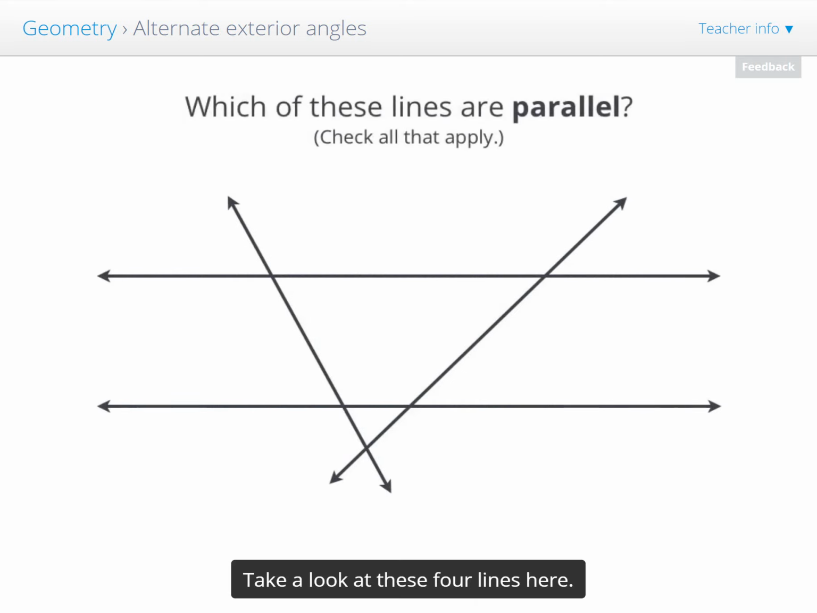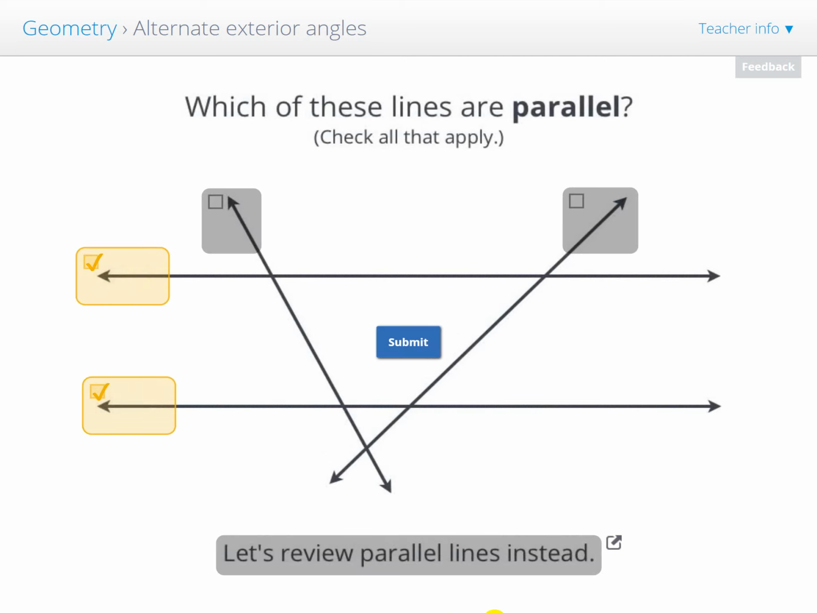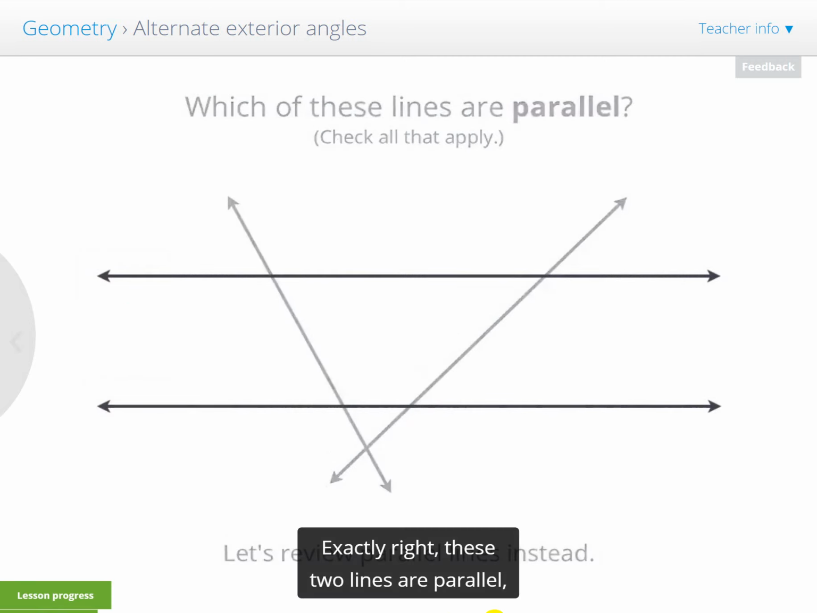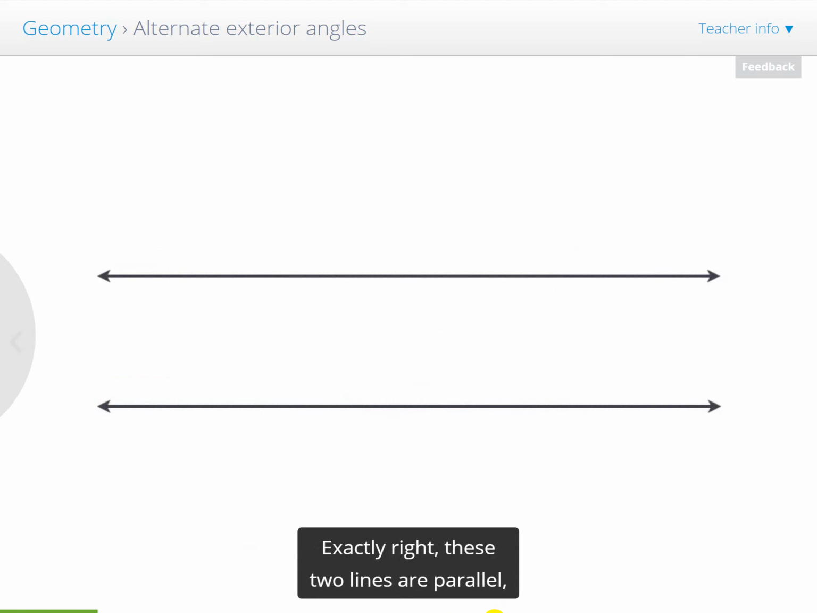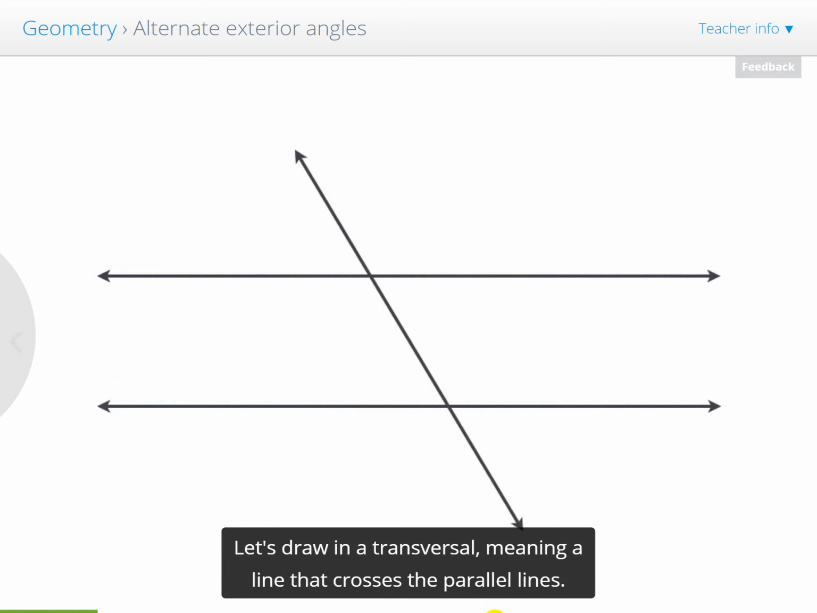Take a look at these four lines here. Which two of them are parallel to each other? Exactly right. These two lines are parallel, meaning they run in the same direction and never intersect. Let's draw in a transversal, meaning a line that crosses the parallel lines.